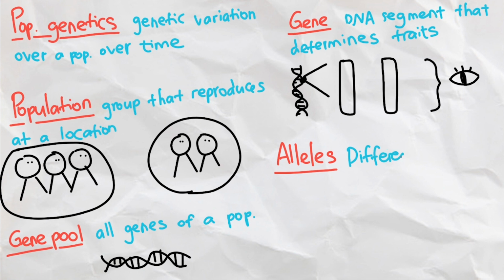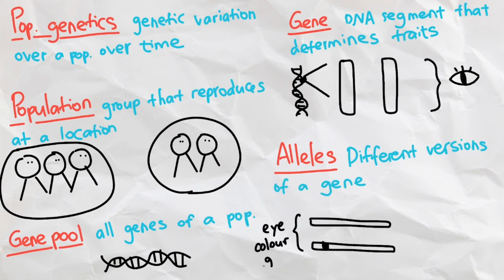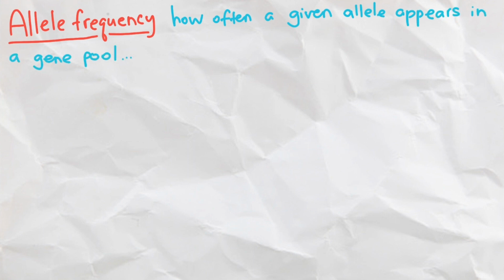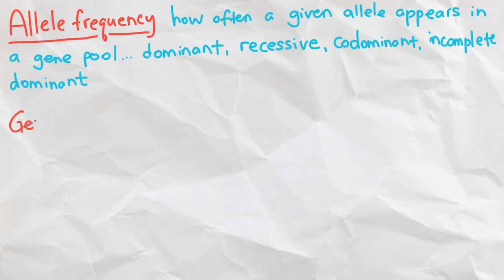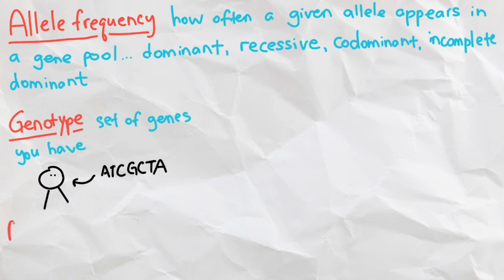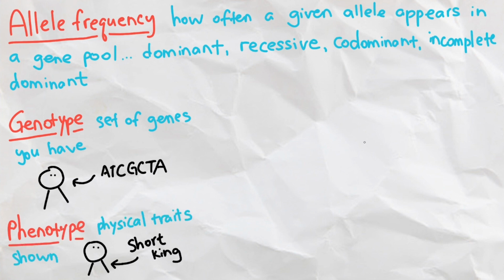Alleles are different versions of a gene, so the alleles for your eye color trait could be one allele showing brown eyes and one allele showing blue eyes. The allele frequency is how often a given allele appears in a gene pool. These alleles can be dominant, recessive, codominant, and incomplete dominant, which make up your genotype, the set of alleles and genes that you have. Those alleles will then determine your physical traits that you show, or your phenotype.